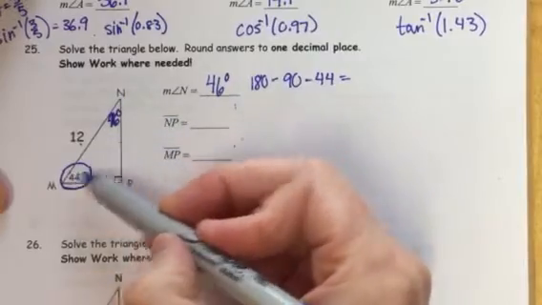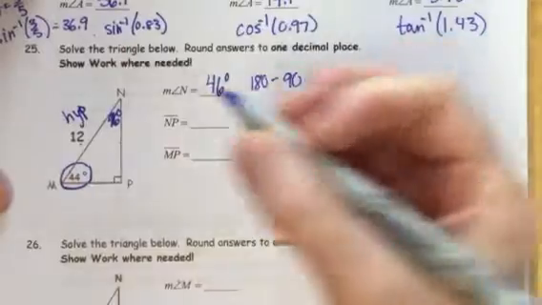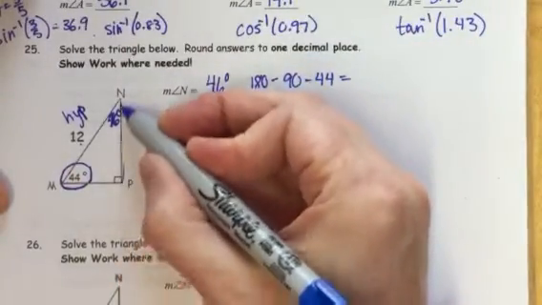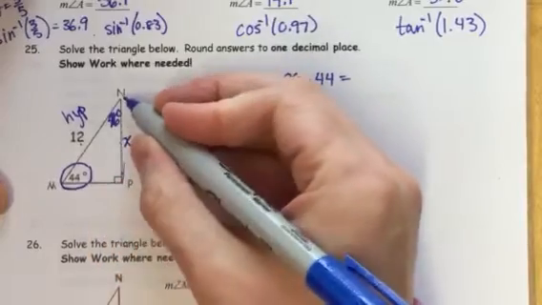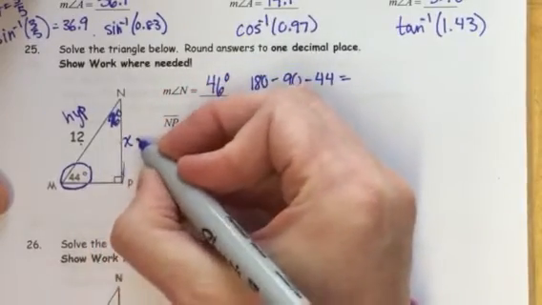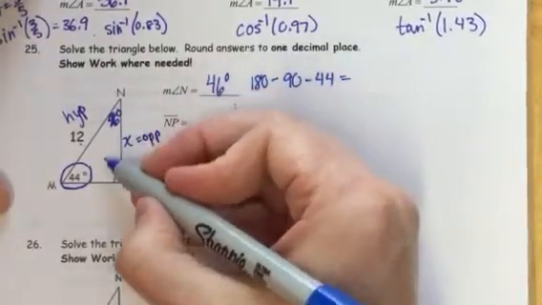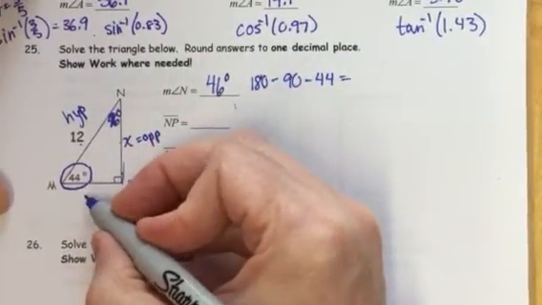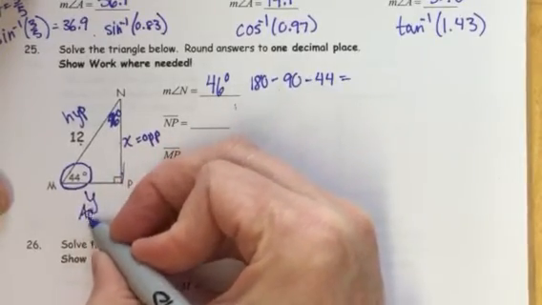This side with the 12 is opposite the 90-degree angle, so it is the hypotenuse. If I want to find side NP, I can give it some letter, we'll call that side X. It is opposite the 44-degree angle. So this one is opposite, and then I can call this side MP, I could call it Y, and it is adjacent to the 44-degree angle.